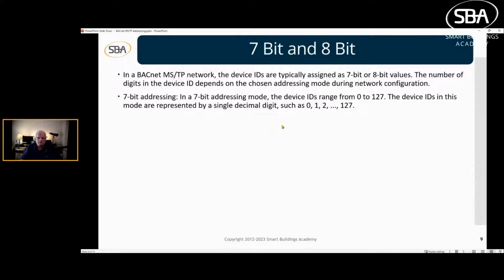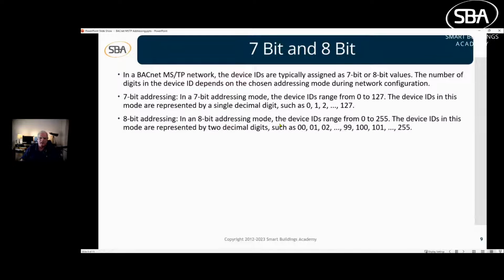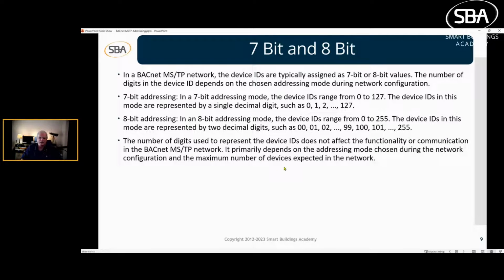These are typically reserved for the masters that are in the network. 8-bit addressing is 0 to 255, like I said earlier, and these are the children under each master. These addresses should be used for the children. The number of digits used to represent the device ID doesn't affect the functionality or communication in the BACnet MSTP network. It primarily depends on the addressing mode chosen during the network configuration and the maximum number of devices expected in the network.